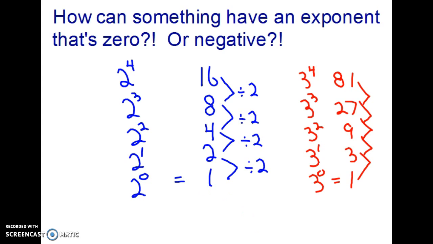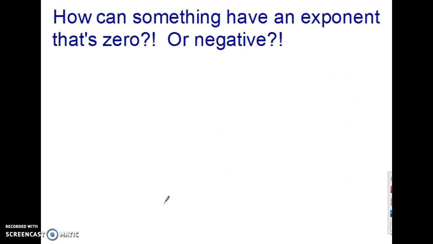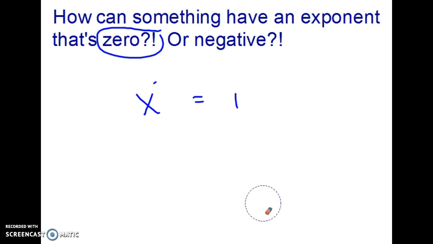So even if I were to write x to the 0 power, it's still 1. So we've taken care of this idea of having a 0 power. It looks a little funny, but it works for us. So how could you possibly then have an exponent that's negative?